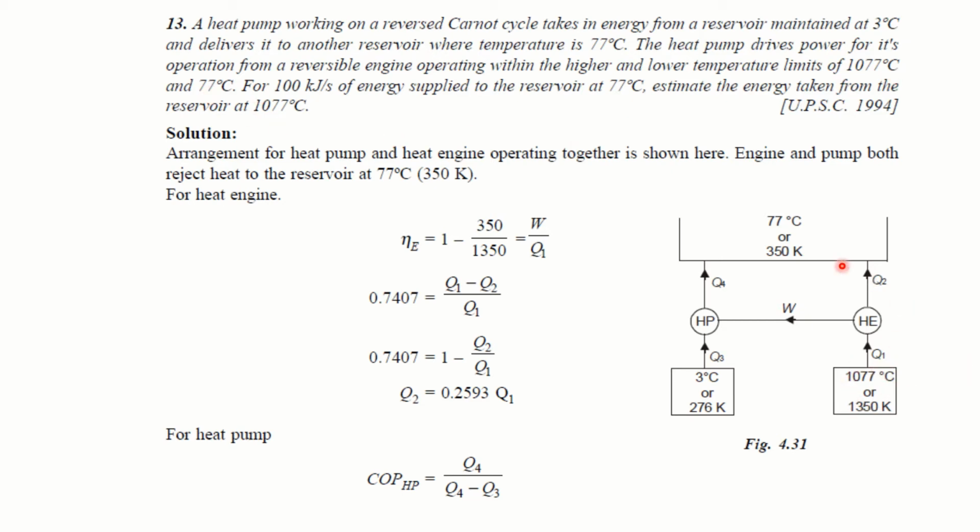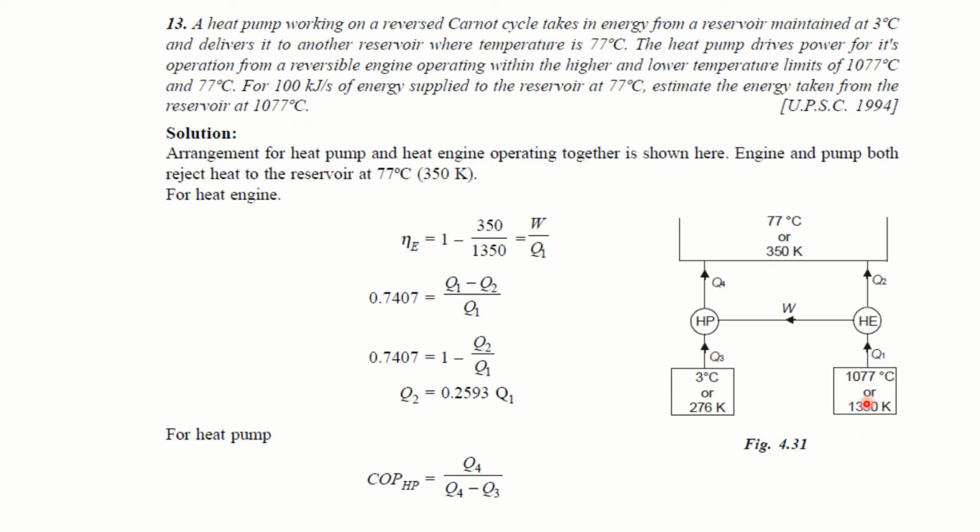This is the source and this is the sink. From here you can find out what is the work it is produced. This work is supplied to this. For 100 kilojoules per second, that is 100 kilowatt of energy supplied to the reservoir at 77 degrees Celsius, estimate the energy taken from the reservoir at 1077 degrees Celsius.